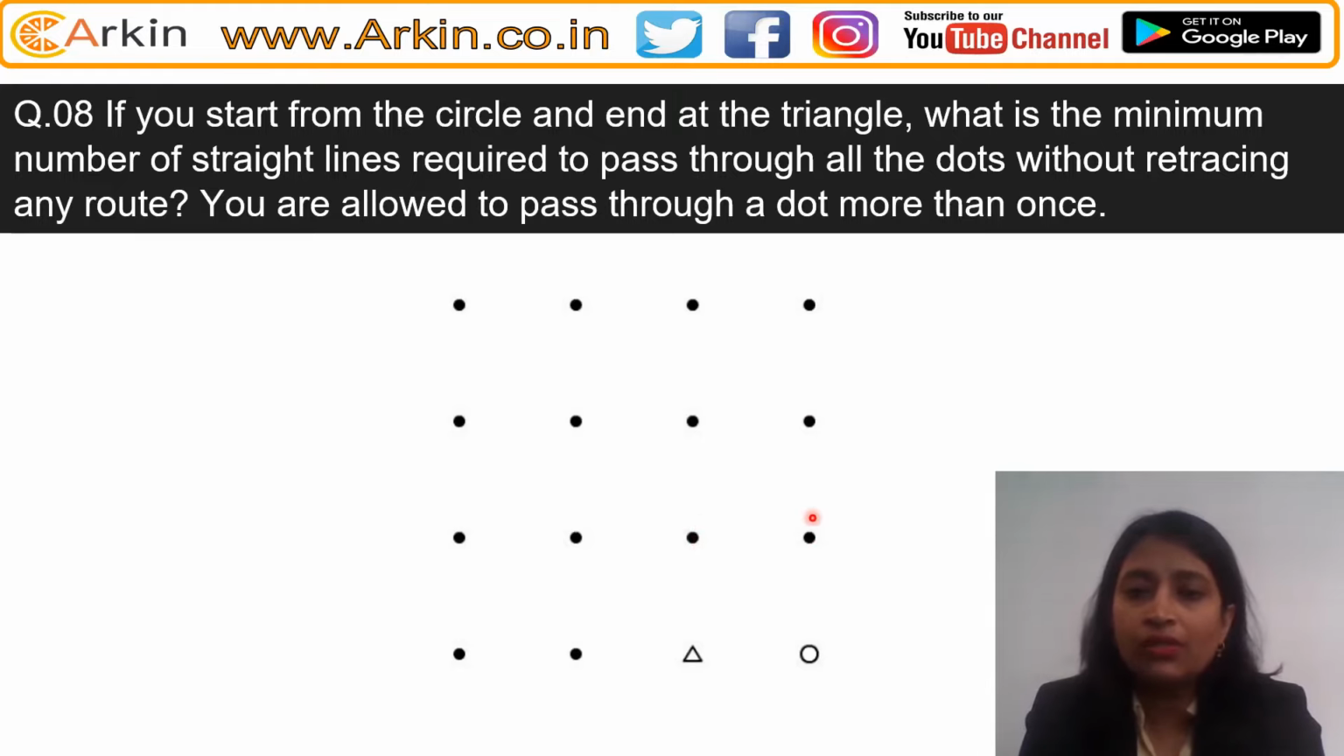So these are the questions where we have to think a little out of the box. If the dots are given, we automatically assume that if we have started here, we end here only because this is the last dot in this line. But that is not so. In this type of question, because the minimum number of lines is required, we have to think a little differently. Let me show you how.